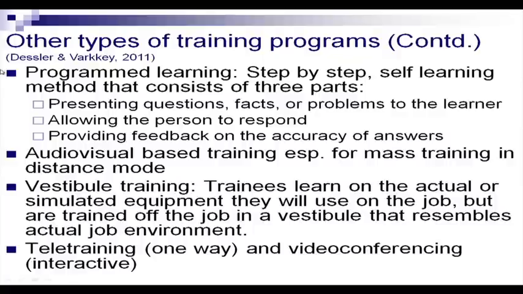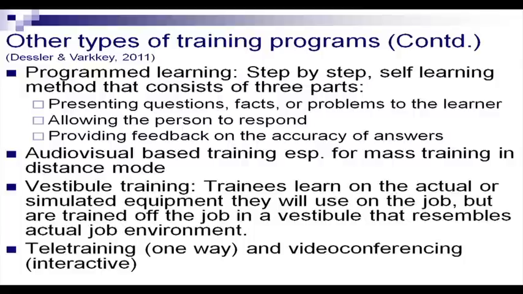Some other types of training programs are programmed learning, which is a step-by-step self-learning method that consists of various parts. The first one is presenting questions, facts or problems to the learner. So programmed learning means that you are giving the learner a chance to think critically about the issue at hand. You present questions, facts or problems to the learner, then you allow the person to respond. So ask them questions and give them a chance to respond, and then give feedback to the learner, and this way we can teach people new skills.